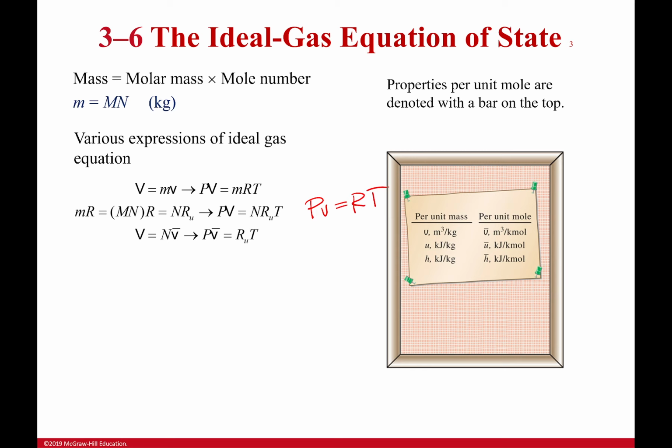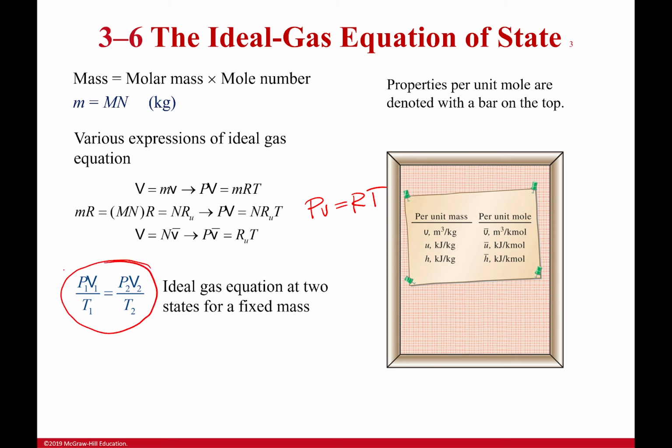It's very, very helpful. And as a note, if I have an ideal gas and there's two states for a fixed mass, this one right here where we can relate those two states together is very, very helpful, because we can then tell if I have pressure and temperature change for one, how it's going to change the pressure and temperature of the other, or some combination of the two.